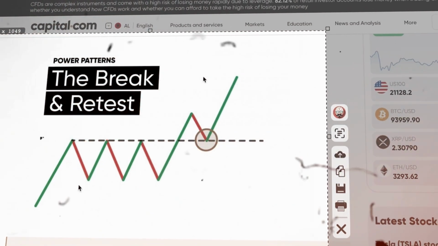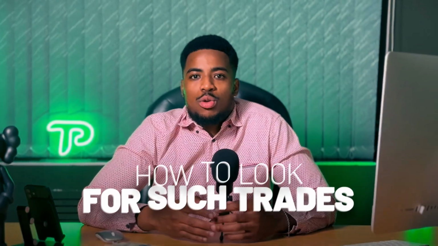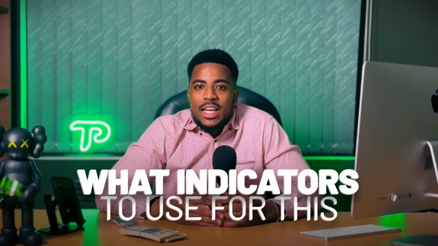The cool thing is that there are only a few situations that are very often repeated on the chart and have a high chance of working out if you can find them in advance. How to look for such trades and what indicators to use for it, I will show you right now.